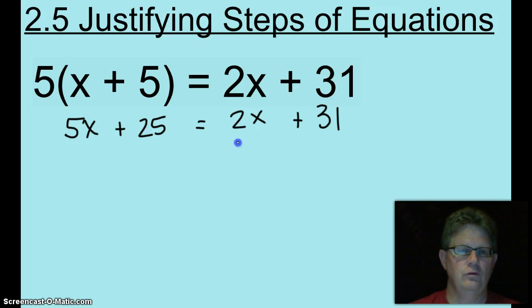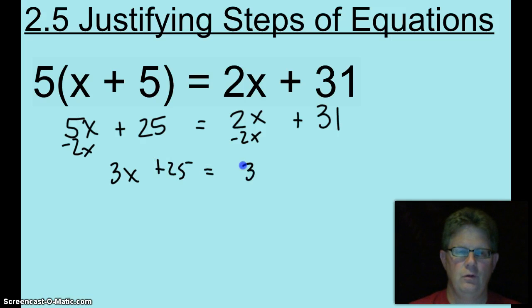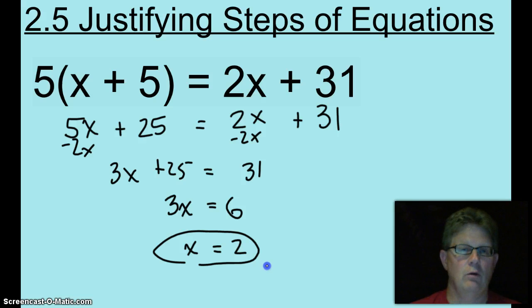Okay, we have x's on both sides. Take care of those by subtracting 2x from both sides. 3x plus 25 equals 31. Subtract 25 from both sides. 3x equals 6 when you subtract 25 from both sides. Divide both sides by 3. x equals 2.